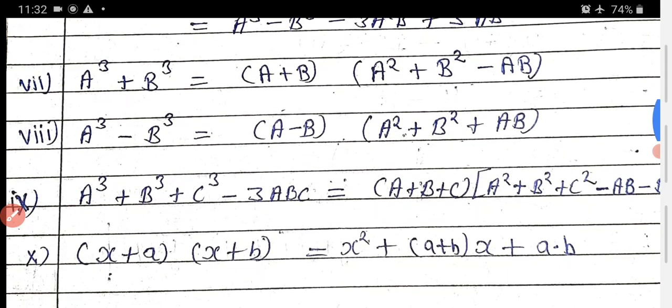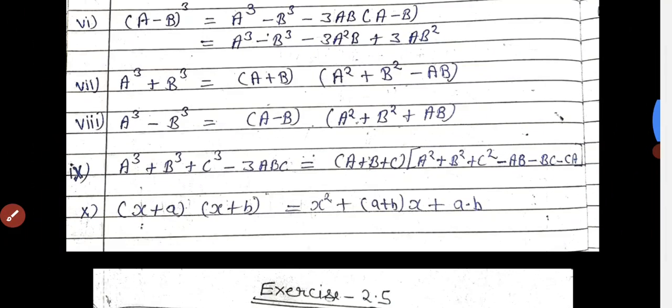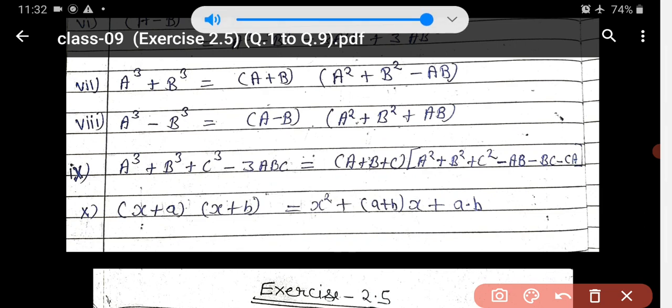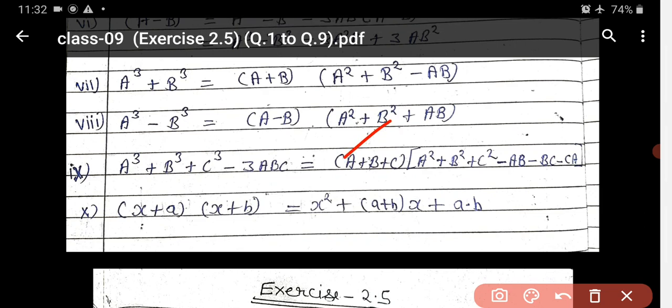Ninth formula is a cube plus b cube plus c cube minus 3abc, which is equal to (a plus b plus c) in bracket a square plus b square plus c square, then minus ab minus bc minus ca. It is a very important formula, so you have to know that one also. Once again I am going to explain: a cube plus b cube plus c cube minus 3abc is equal to (a plus b plus c) times (a square plus b square plus c square minus ab minus bc minus ca).